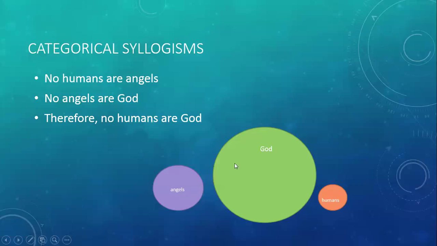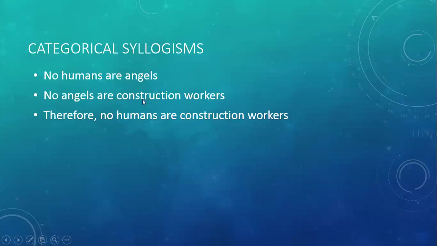Now, if you look at this, you might kind of see why you can't really get a conclusion out of this, because no humans are angels, but I don't know where outside of humans angels is, and I don't know where outside of humans God is, right? In these circles. So although this makes sense, although these 3 propositions are true, this is an invalid argument, and I'm going to switch God with construction workers. So just these 2 right here, I'm going to switch out with construction workers, and then you might see how it's a little bit different, how it does not make sense.